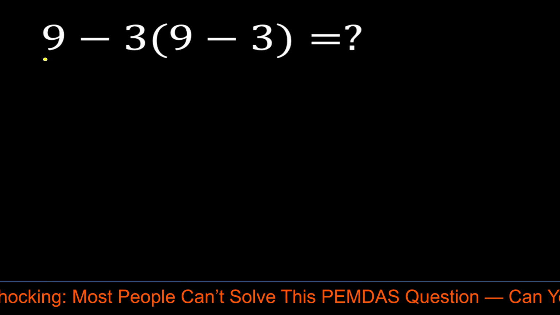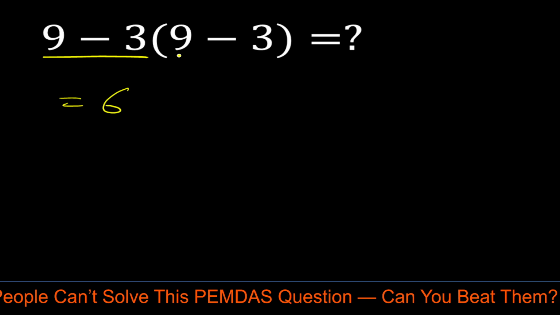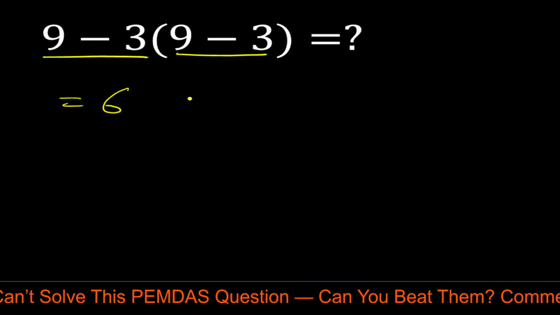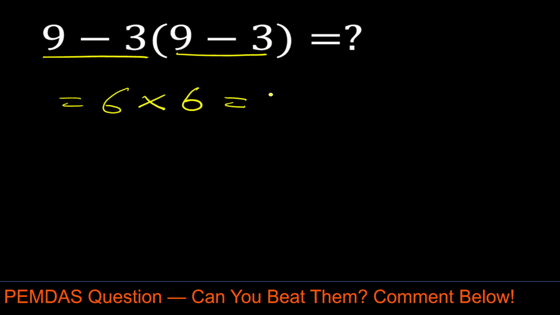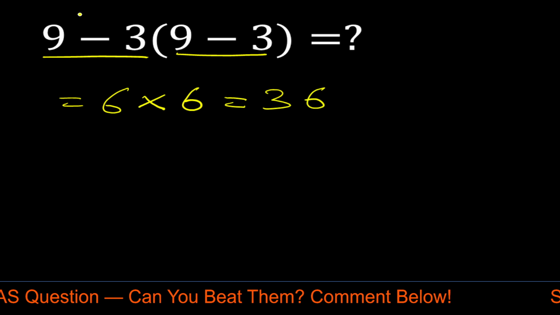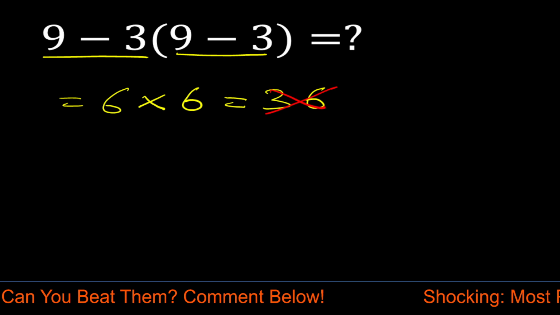So 9 minus 3 is equal to 6, right? Then again 9 minus 3 is equal to also 6. Now 6 times 6. So 6 times 6 is equal to 36, right? But this answer is not correct. This answer is completely wrong.